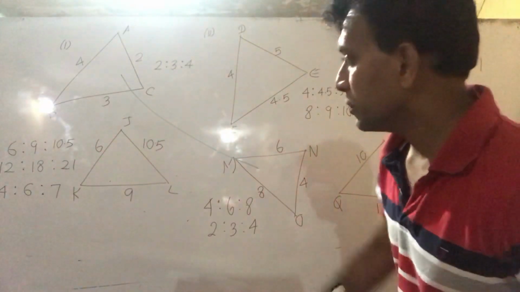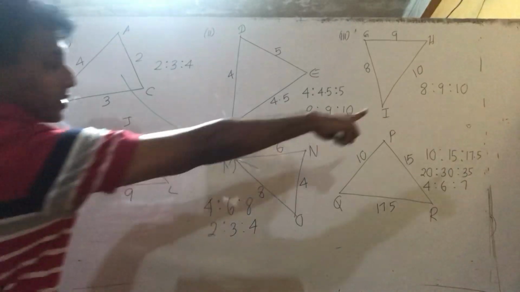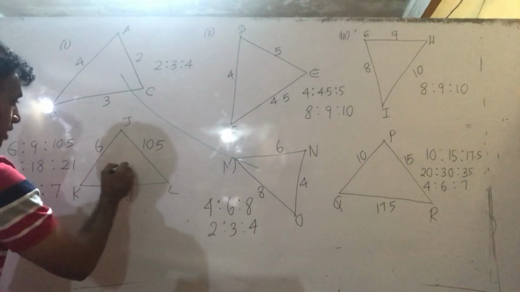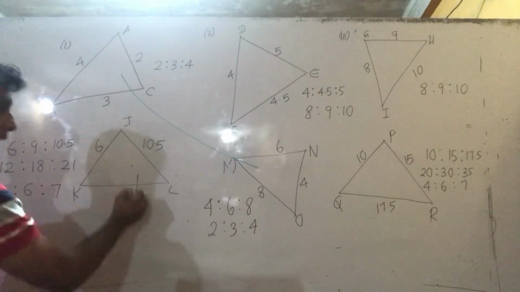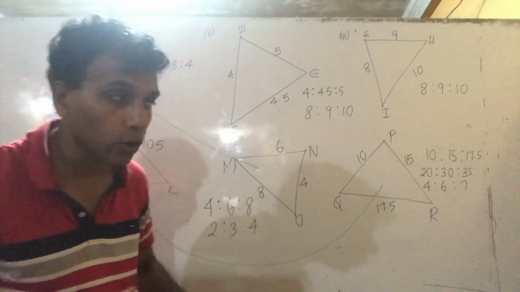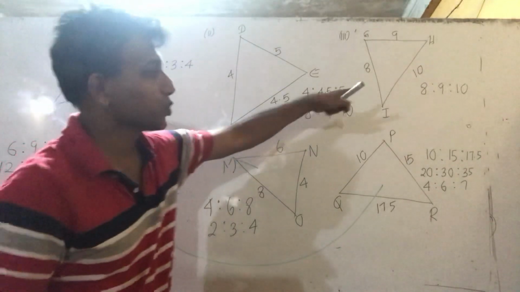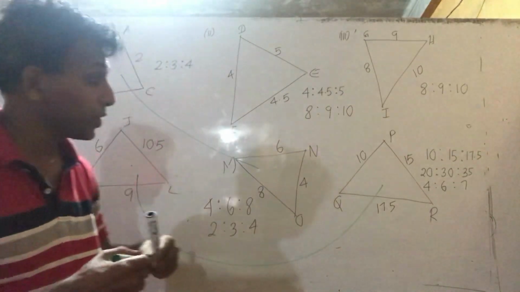Okay. Next, come here. What is that? 4, 6, 7. See, 4, 6, 7. Yeah, that one. See that? Triangle JKL and PQR. Triangle JKL and PQR. Okay. And the next one, this one, see? Yeah, these two, no doubt. So I think you understood this method.